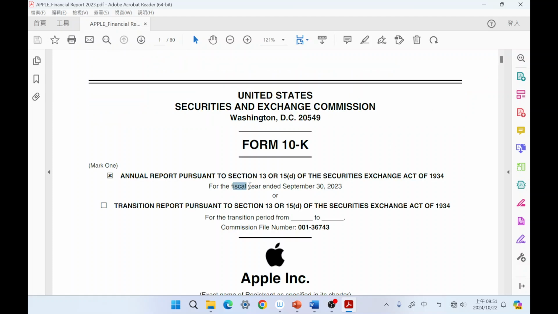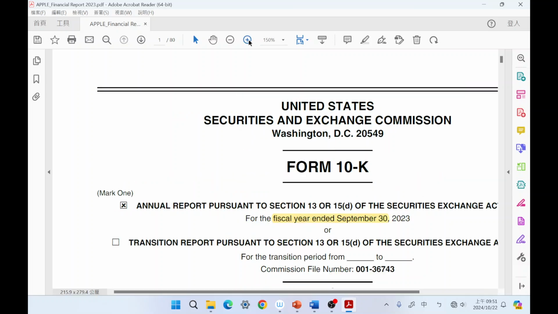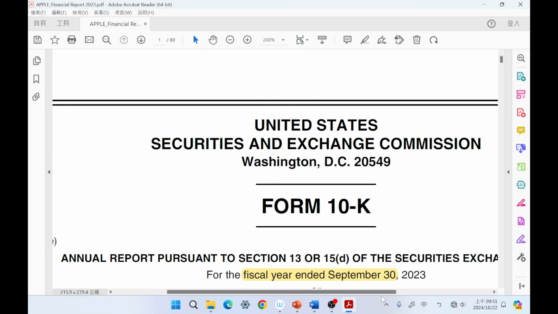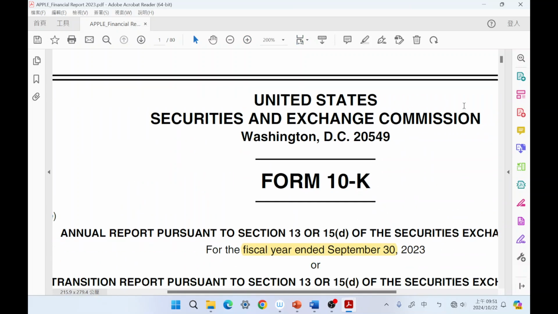Oh, here. Fiscal year ending September 30. So did you find out? Apple company told you which day is their first day. Fiscal year ending September 30. Okay? So its first day should be last year, October 1st.